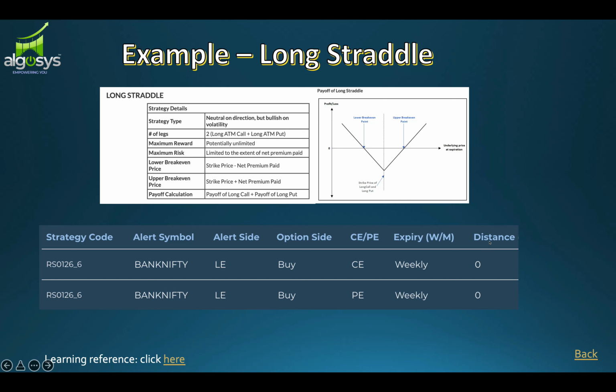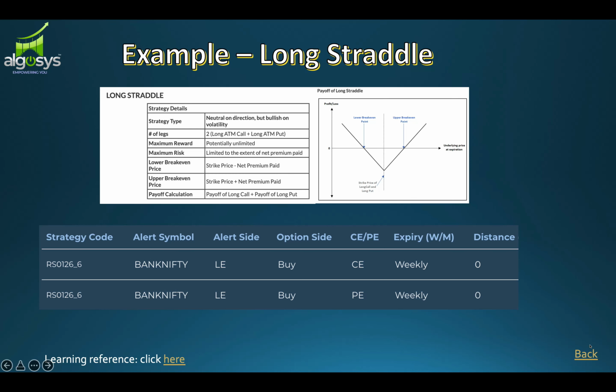How you are defining it is an ATM, at the money. At the money means 0. If I am buying a call and I am putting 0, it means I am taking it at the money. If I am taking a call and I am putting -1, it means I am taking one strike gap in the money. If I am taking +1, it means I am taking it one strike gap out of the money. Okay, as simple as that.